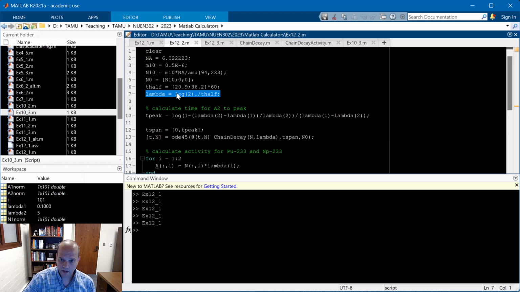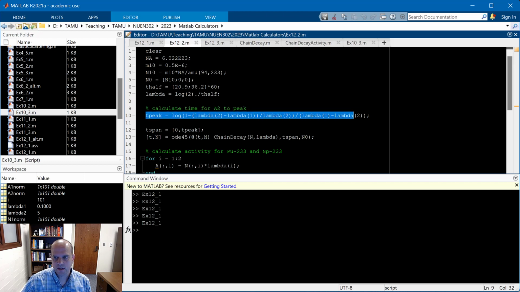And just as a reminder, in case anyone's wondering, the log in the MATLAB programming environment is the natural log. You have to use log base 10, log10, to get what I think in many cases would be represented by just log. So a natural log of 2 divided by the half-life. That's going to give me my lambdas. And I calculate the time for A2 to reach a peak. And this is what the expression is that we would have found going through the analytical.